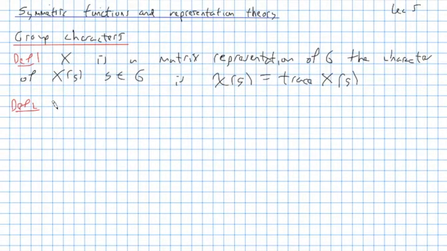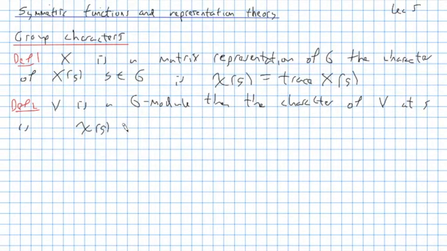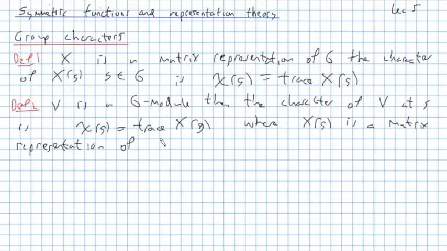We can also define this for submodules. So if V is a G-module, then the character of V at g is chi(g). It's the trace of X_g, where X_g is a matrix representation with some basis of V. Okay, so for this second definition, we have to check that it is well defined.